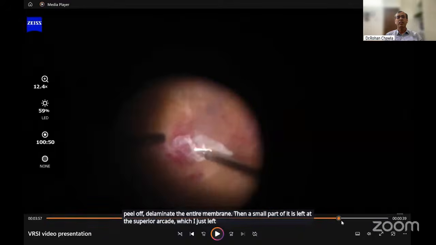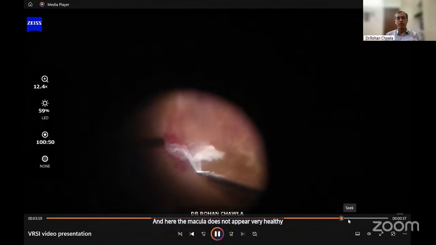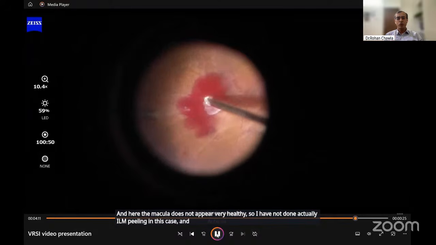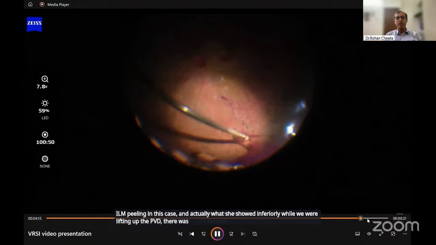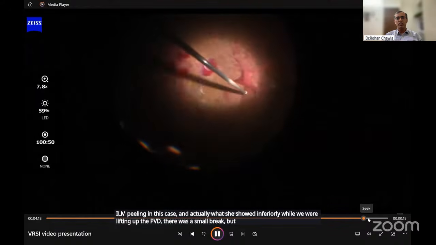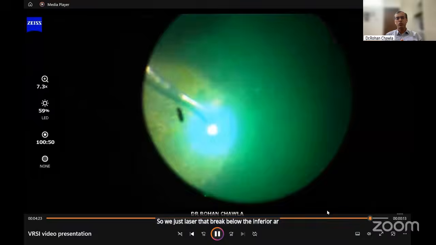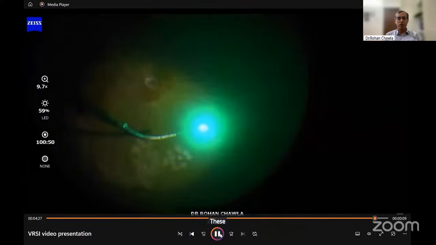And here the macula does not appear very healthy, so I have not done actually ILM peeling in this case. And actually what she showed inferiorly while we were lifting up the PVD, there was a small break, but fortunately no fluid, nothing. So we just lasered that break below the inferior arcade, and I closed the case under gas itself. These are just some points from my side.